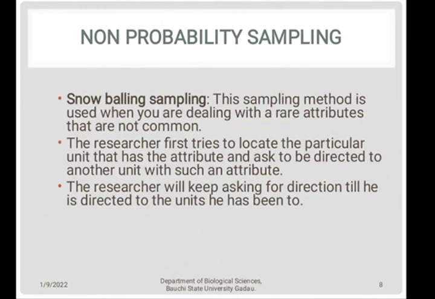We also have snowball sampling. This sampling method is used when you are dealing with a rare attribute that is not common. The researcher first tries to locate a particular unit that has that attribute and asks to be directed to another unit with such an attribute. The researcher will keep asking for direction till he is directed to a unit he has been to before.